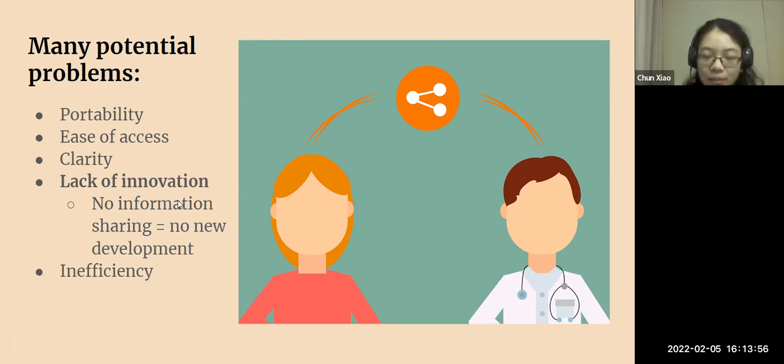Lastly, another problem is inefficiency. As I've mentioned, if it's difficult to access electronic healthcare records, then it will take more time, it will take more energy, and this could be better spent on doctors actually spending face time with patients rather than trying to look up their records or record their information in the record.